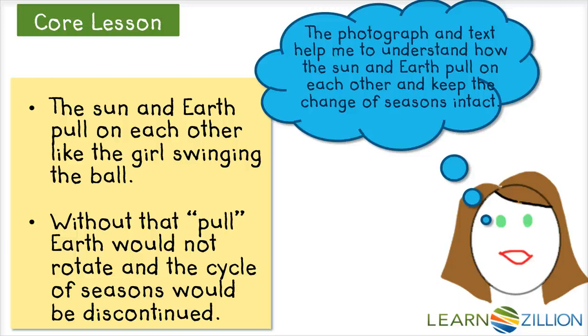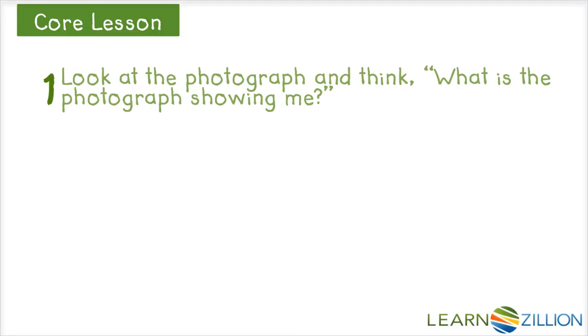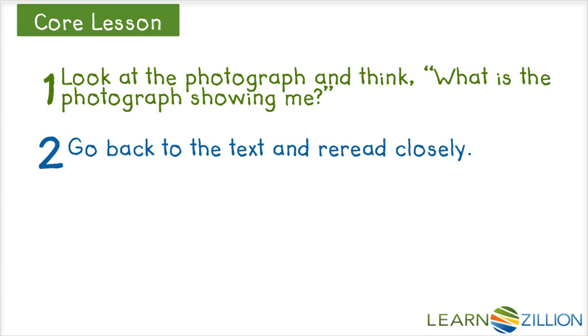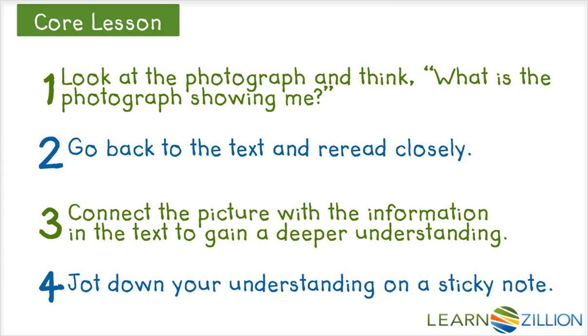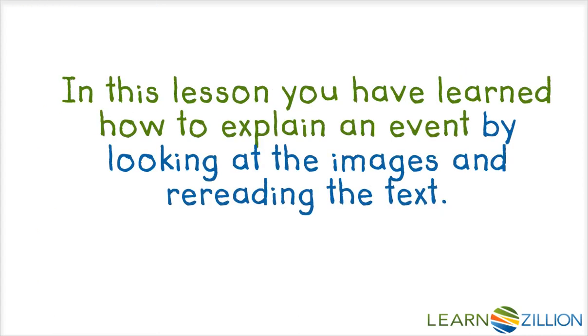So there were four steps that we followed. First, we looked at the photograph and thought, what is the photograph showing me? Second, we went back to the text and reread closely. Thirdly, we connected the picture with the information in the text to gain a deeper understanding. And last, we jotted down our understanding on a sticky note. In this lesson, you have learned how to explain an event by looking at the images and rereading the text.